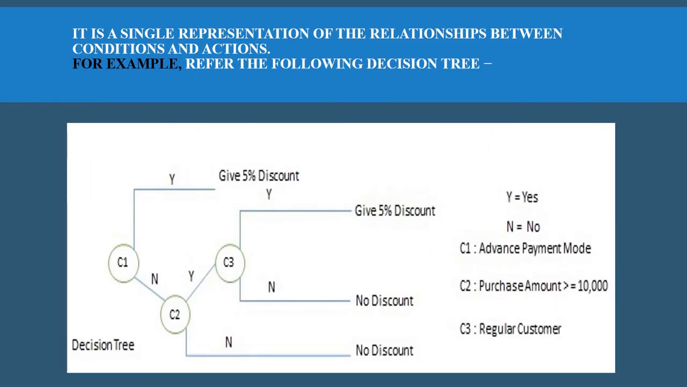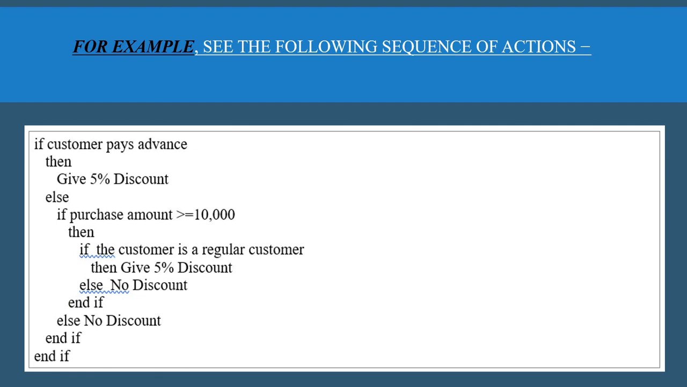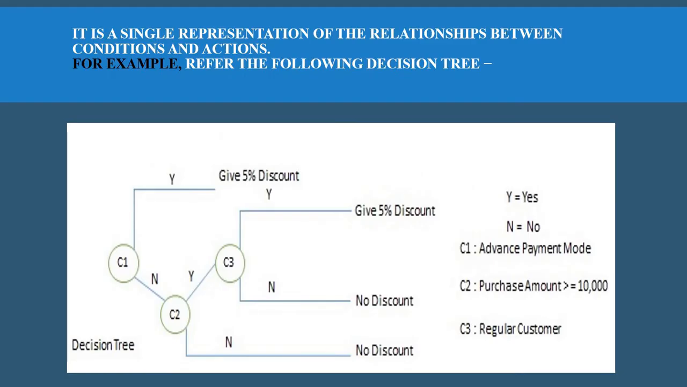Again, from the previous example of structured English, here is the proven sequence of actions. When represented in the form of a decision tree, it will look like this. C1 is the first condition, C2 is the second condition, C3 is the third condition. And then give 5% discount, 5% discount, no discount, no discount. Those will be the actions.